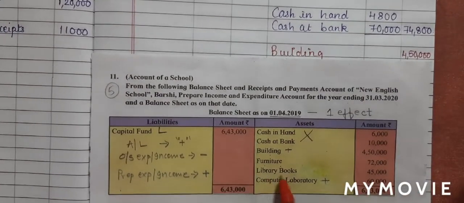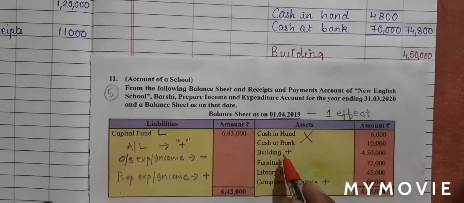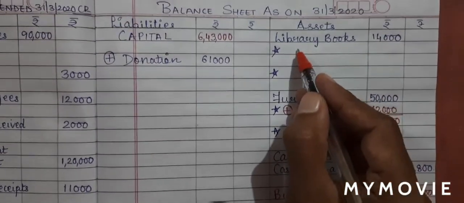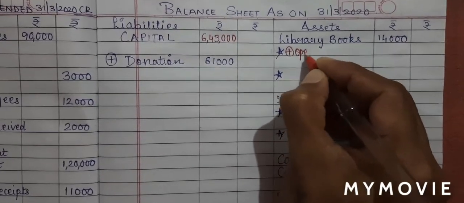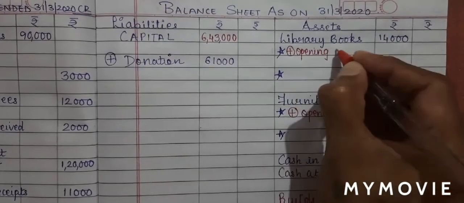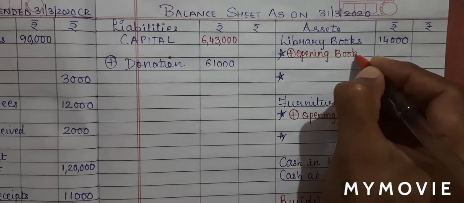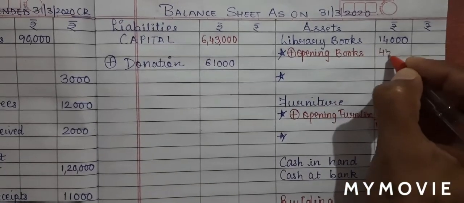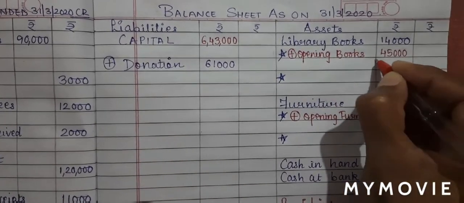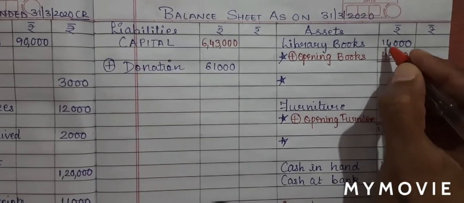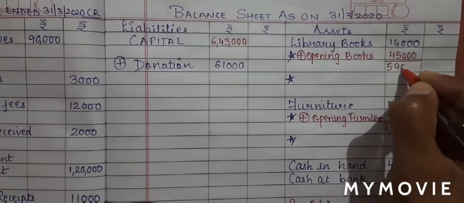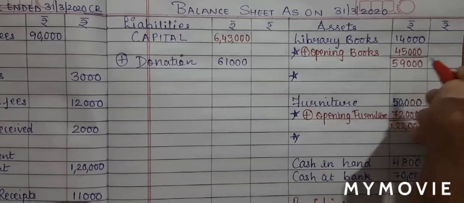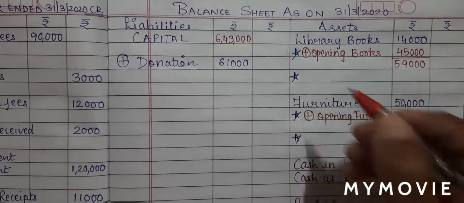Next is library books. So on the asset side, I already have library books. I'll just write add opening books, 45,000. So we will add it. 14,000 plus 45,000 will give me 59,000, still in the inner column because there is one more star.